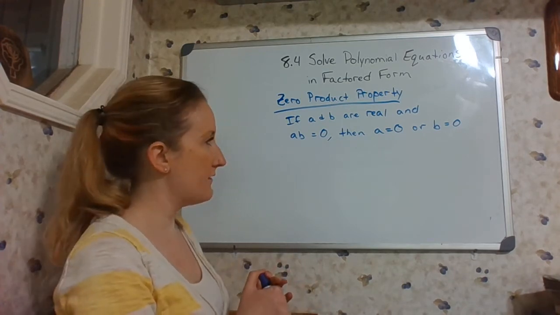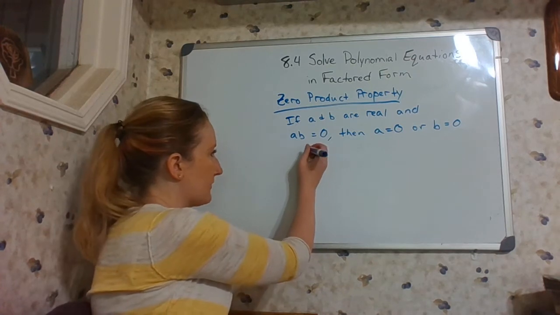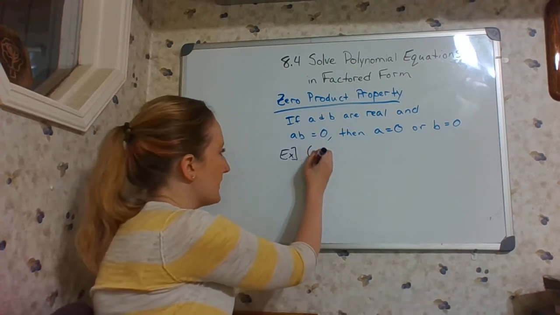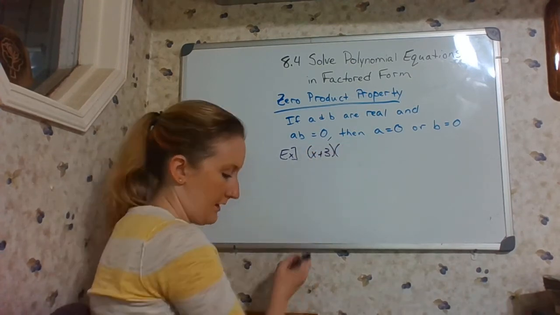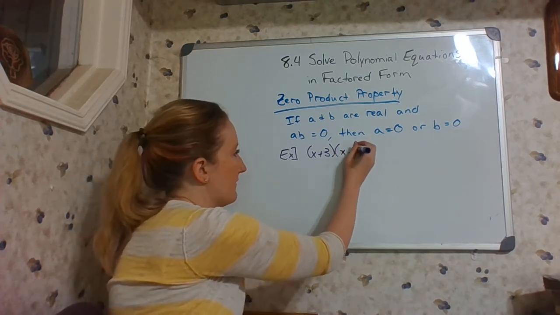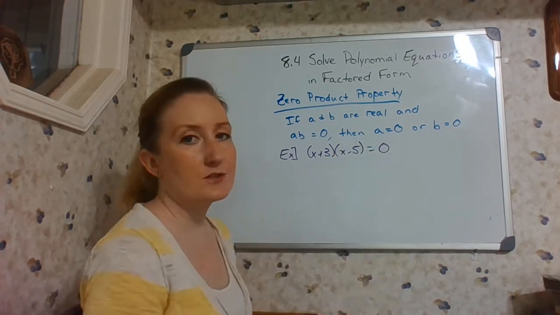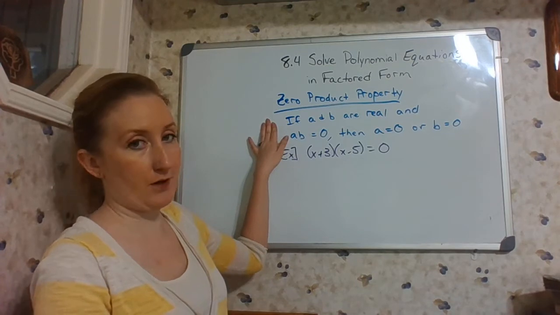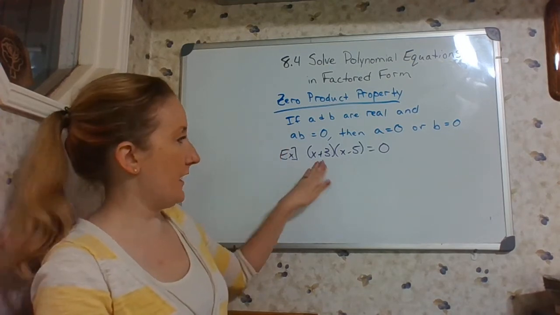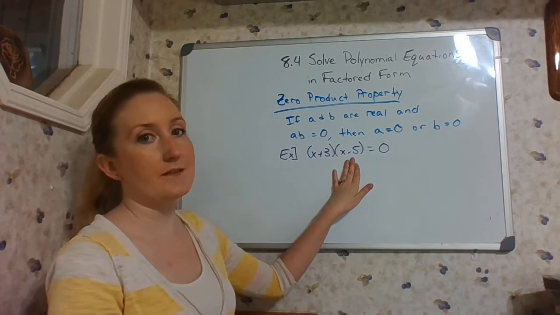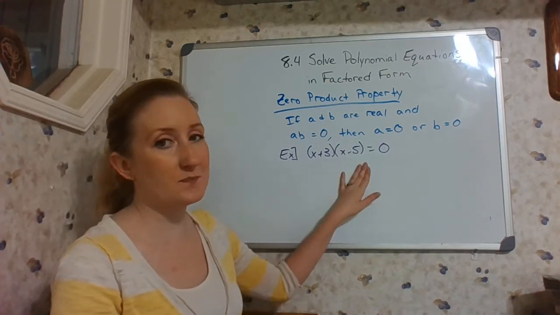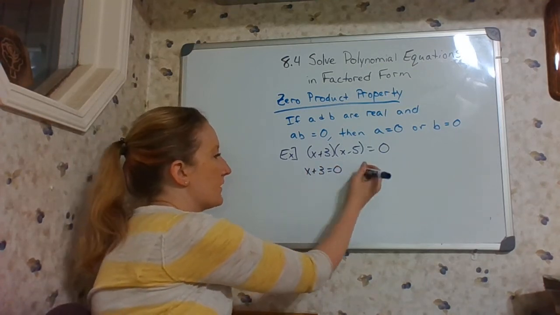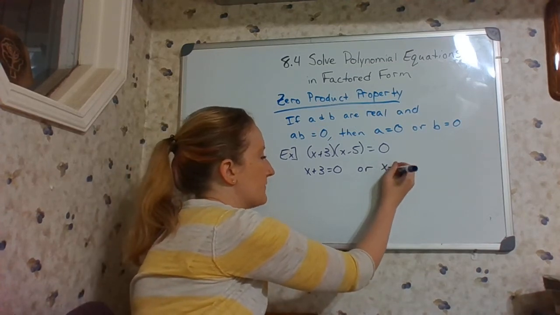So if I have, in factored form, x plus 3 times x minus 5 is equal to 0. I know that one of these binomials is equal to 0 because of the zero product property. So either x plus 3 equals 0 or x minus 5 equals 0. I'm going to solve each of those pieces separately.